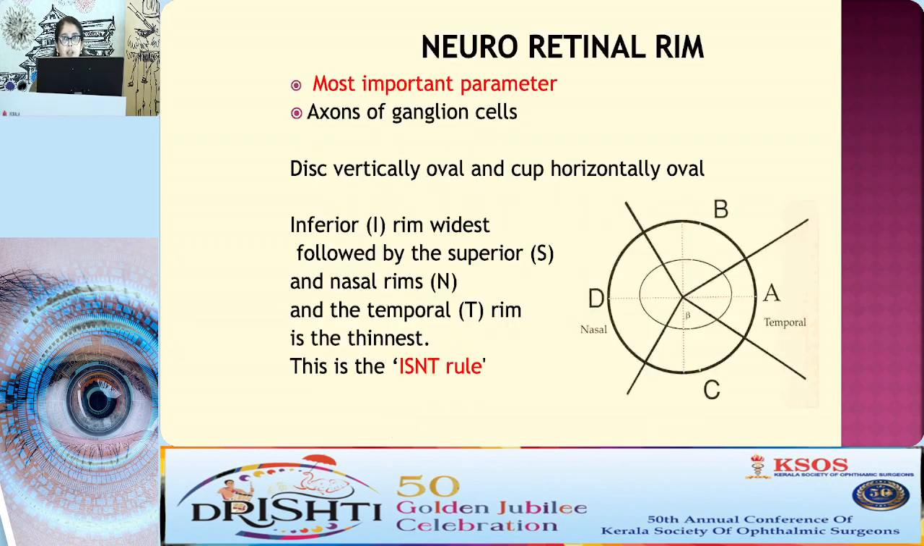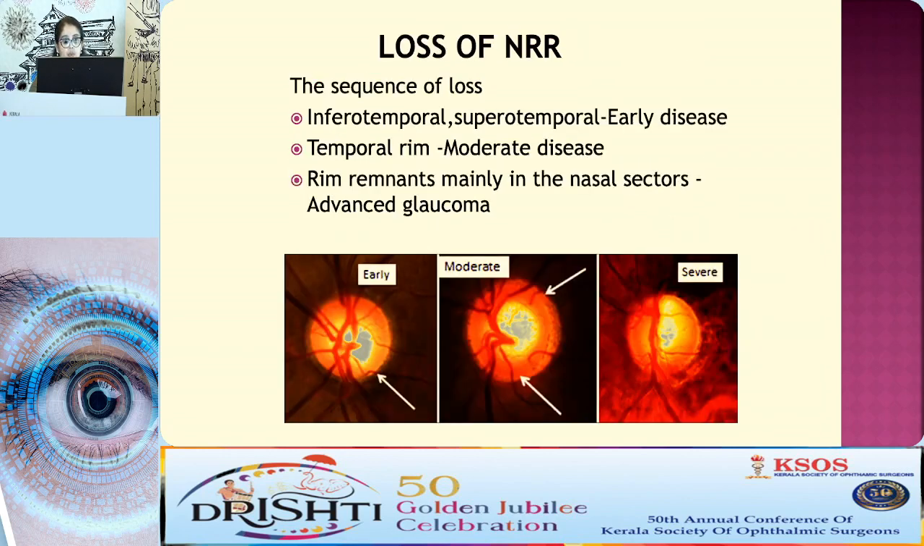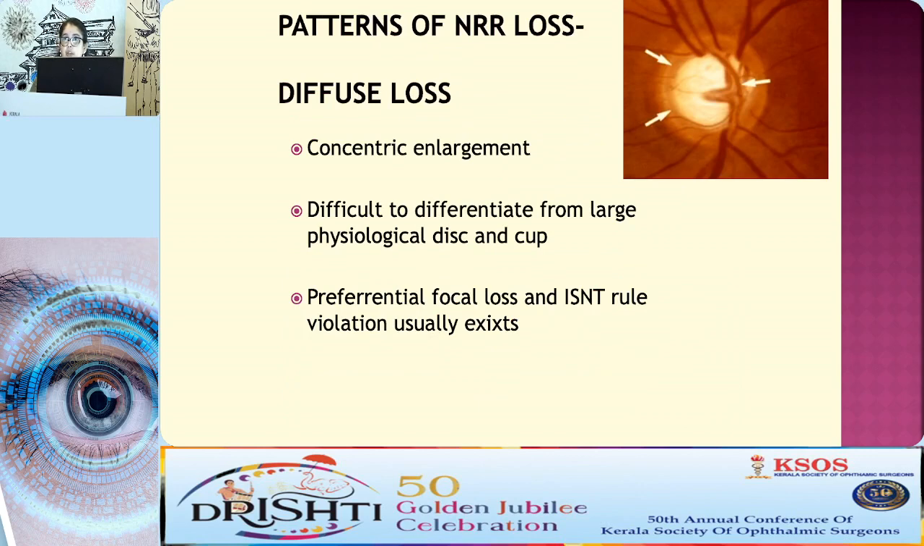Now the most important parameter is the neuroretinal rim, and the disc being vertically oval and the cup being horizontally oval slightly displaced upwards gives us the classic ISNT rule, which everybody knows. Now the NRR loss actually occurs sequentially, usually inferotemporal, then supratemporal, then the temporal is totally gone, and finally we are left with a nasal remnant of the NRR. Sometimes it can be a diffuse sort of loss with a concentric enlargement and we may get confused, is it a large physiological cup? But some sort of a preferential loss as well as ISNT rule violation usually occurs.